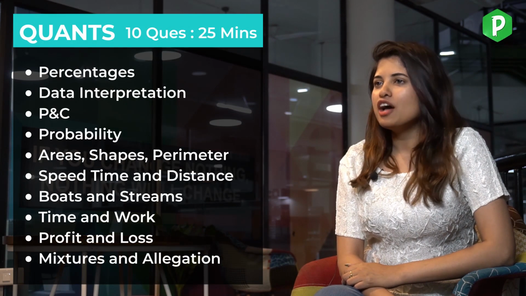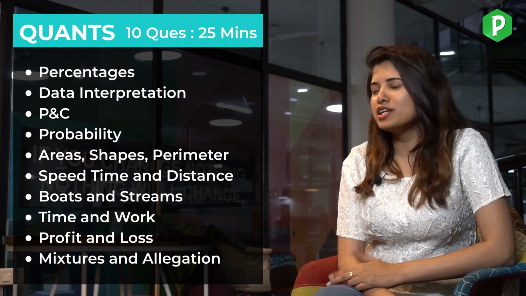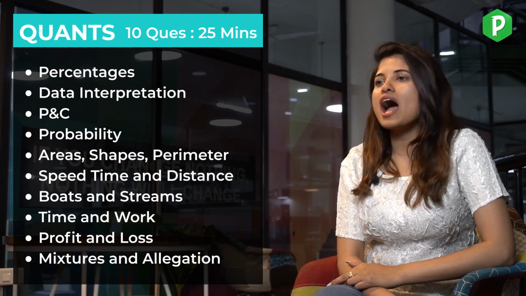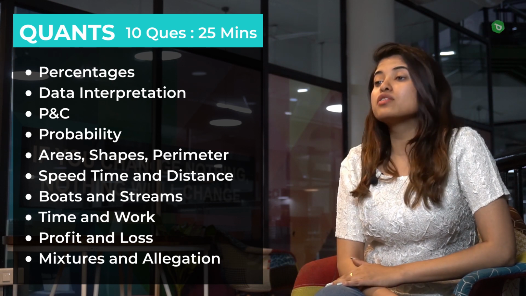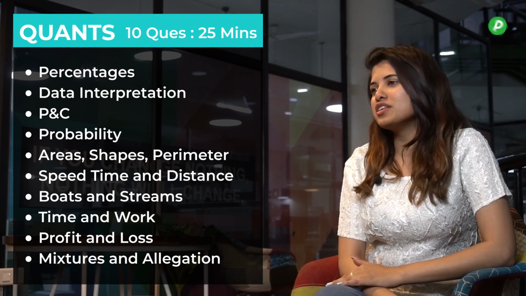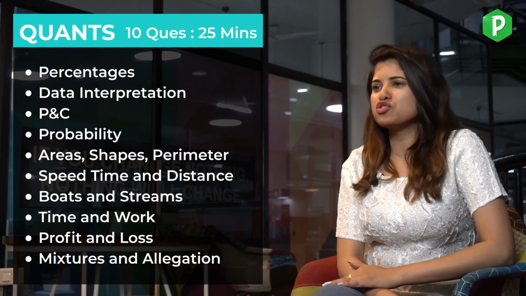So, when we talk about quantitative aptitude, we have percentages, data interpretation, probability, mixtures and allegations, and other topics mentioned in the table. Data interpretation is the most important, different, and highly difficult of all. You can expect around 3 questions from it.